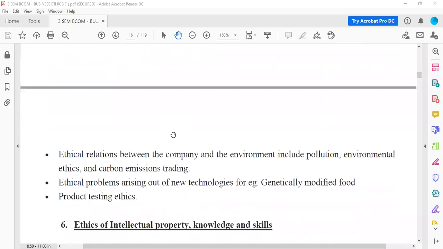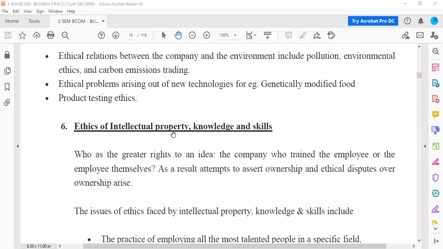Then ethical relations between the company and the environment. We are taking a lot of things from the environment. We are using the water, in many places they are using the air, windmills, they're using windmills to convert that energy into different things, right? So when we are taking so much, what are we giving to nature? All that we are giving to nature is pollution. So this pollution, how do we treat it?